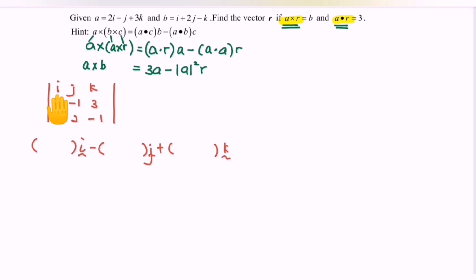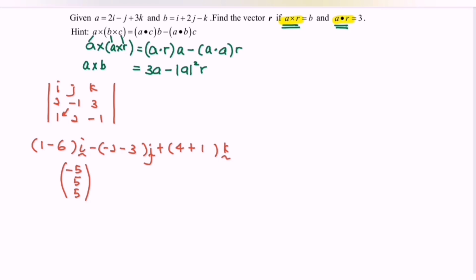Close up the I, where we have 1 minus 6. Kindly close up the J, we have negative 2 minus 3. Kindly close up the K, we have 4 minus, in here we have negative 1, so it becomes positive 1. Simplify the situation and we will have negative 5, and then another positive 5, then we have 5. So that is the product for the left hand side, A cross B.